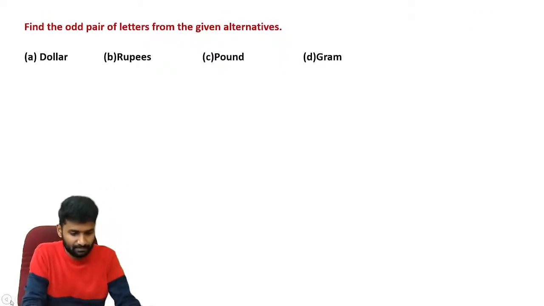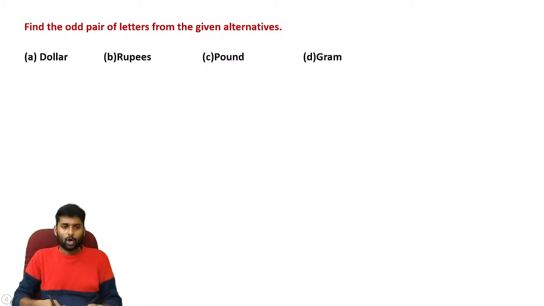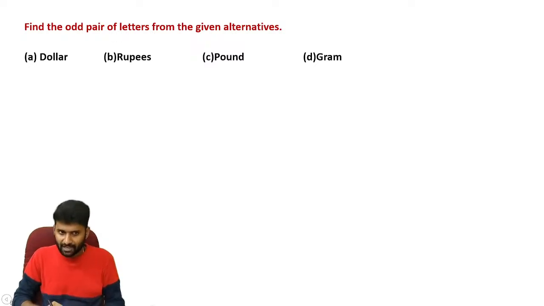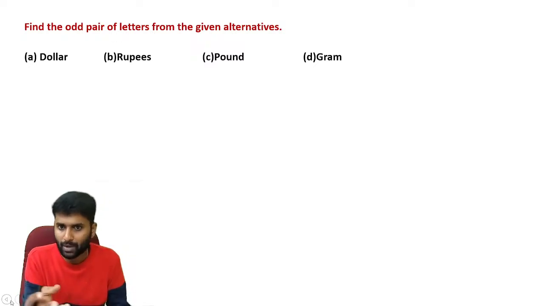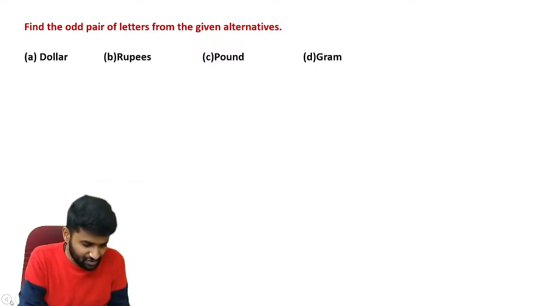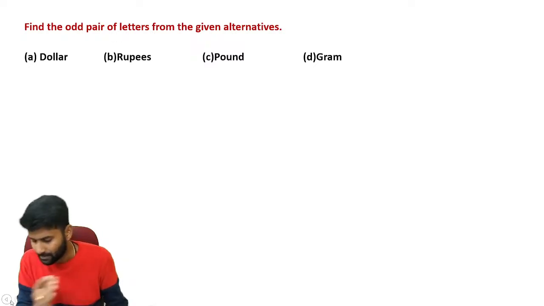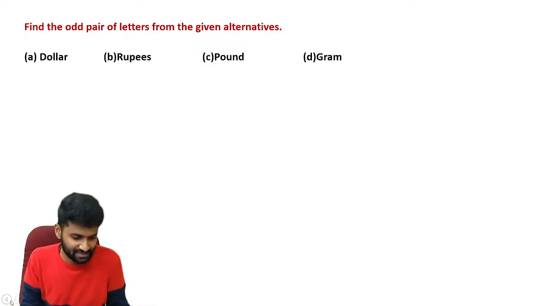Let's go through this question. Odd one out. You guys tell me, find the odd pair of letters from the given alternatives. Here the given information is all about dollar, rupee, pound and gram. Tell me which one is odd. Odd one out is all about different, guys. One element is different when compared to the remaining ones. So what about the answer?